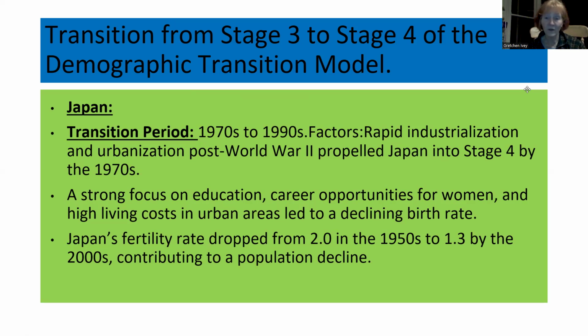A strong focus on education, career opportunities for women, and high living costs in urban areas led to a declining birth rate. Japan is a very, very expensive country to live in. So Japan's fertility rate dropped from 2.0 in the 1950s to 1.3 by the 2000s, contributing to a population decline. Now, Japan also has an aging population, very old population. So they're going to have to maybe think about ways to encourage more children.